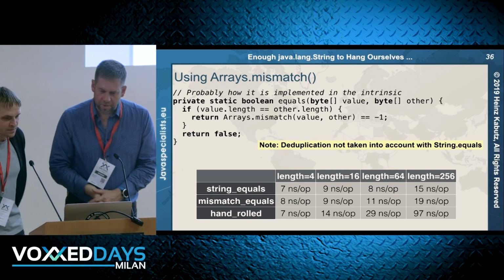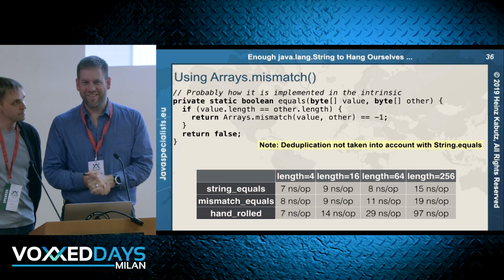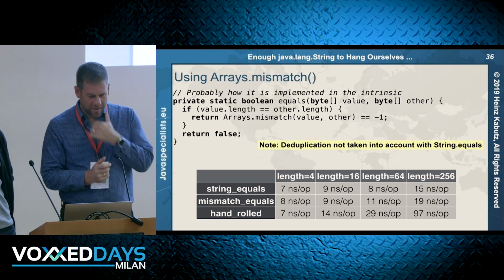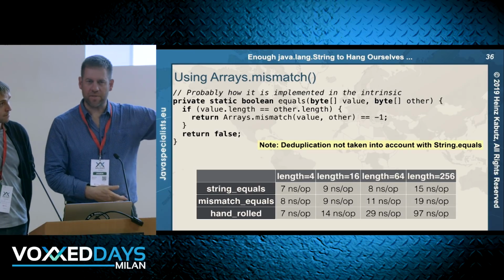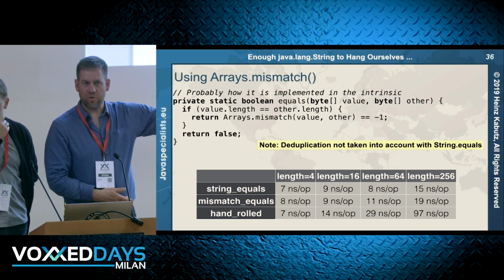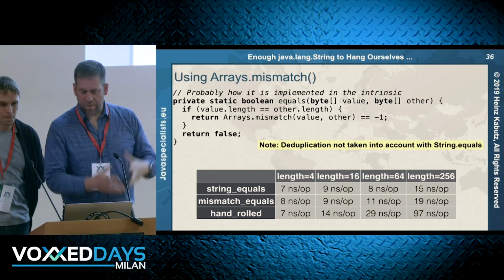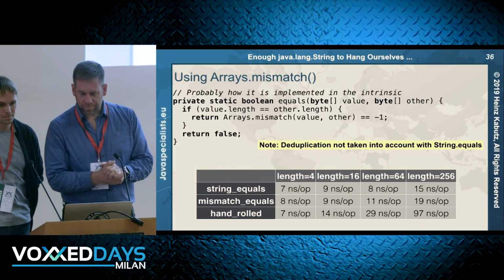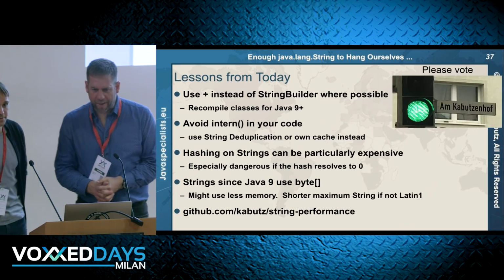Yeah, so the one thing which is interesting is that they don't actually take account for deduplication, right? In the equals, it would make sense to see if the arrays are the same. If the array is the same instance, you can just return true in the current string structure. That would speed things up if you're comparing equal strings.